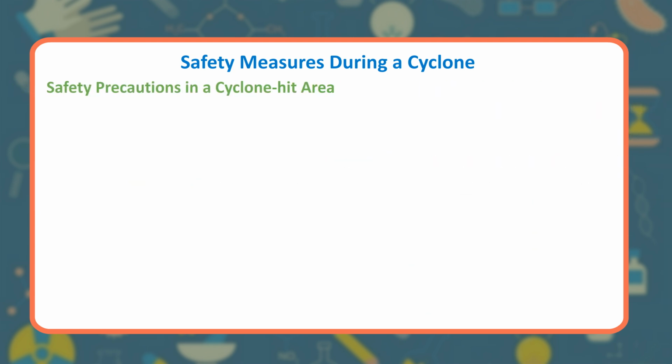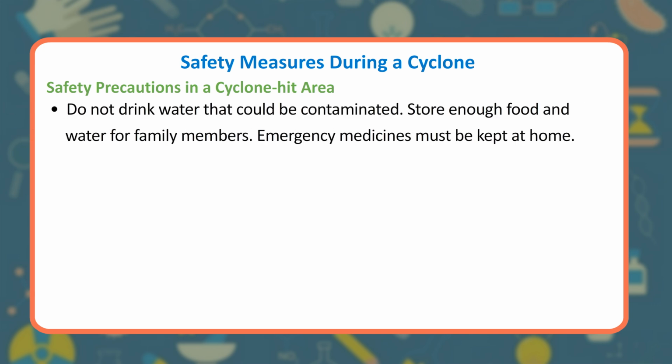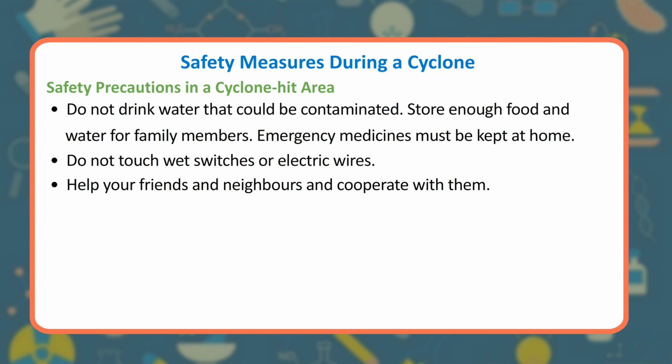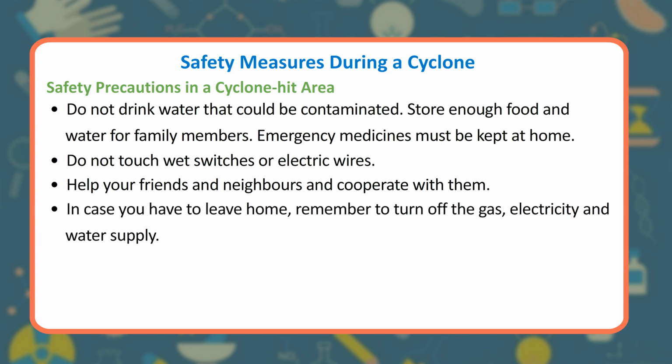Safety precautions in a cyclone-hit area. Do not drink water that could be contaminated. Store enough food and water for family members. Emergency medicines must be kept at home. Do not touch wet switches or electric wires. Help your friends and neighbors and cooperate with them. In case you have to leave home, remember to turn off the gas, electricity and water supply.